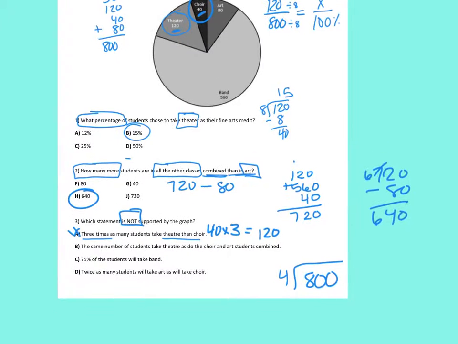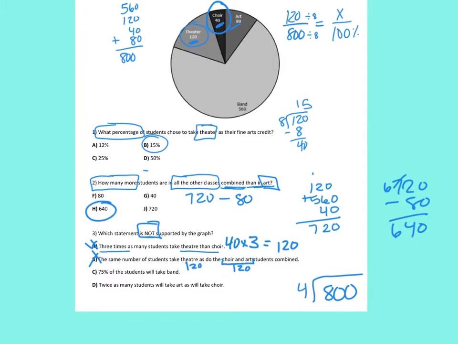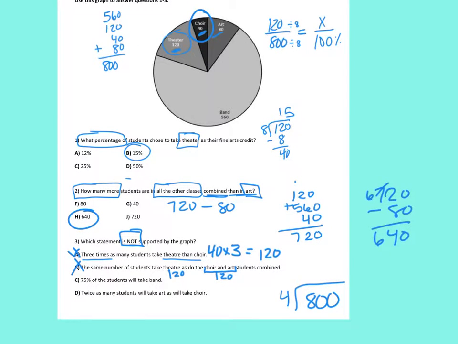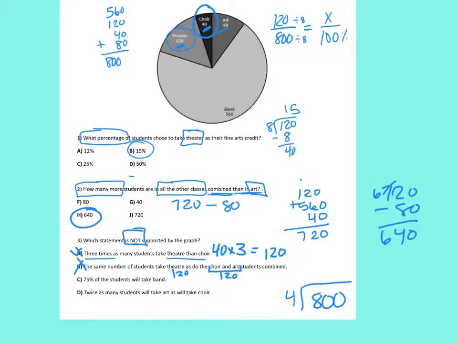So A is out. B, the same number of students take theater, so theater would be 120, as do the choir and art students combined. So 40 plus 80 would also be 120. So is that true? Okay, so that's supported by the graph. C, 75% of the students will take band. That looks true. Maybe we'll put a star next to that one.